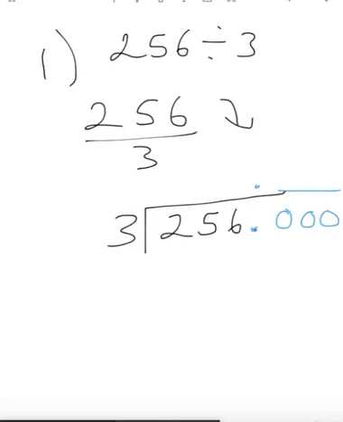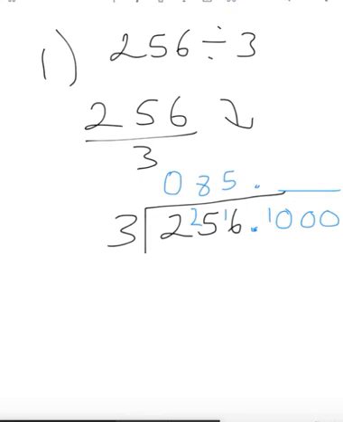So, first one, can 3 go into 2? No, so put a 0 and carry the 2 onto the next number. We now have 25. Can 3 go into 25? Well, I know 3 times 8 is 24, so we can fit 8 times, remainder 1. 3 into 16? I know 3 times 5 is 15, so it can go 5 times, but there's a remainder 1.